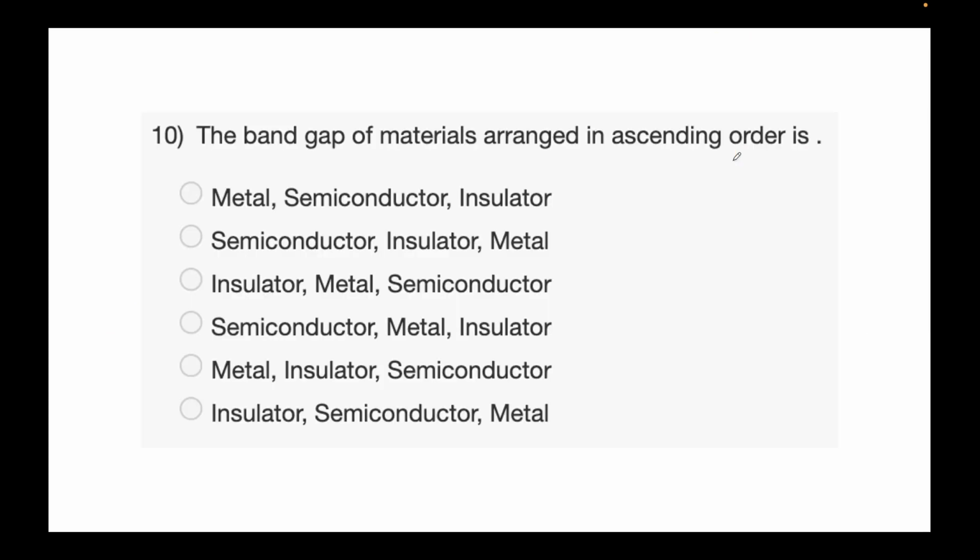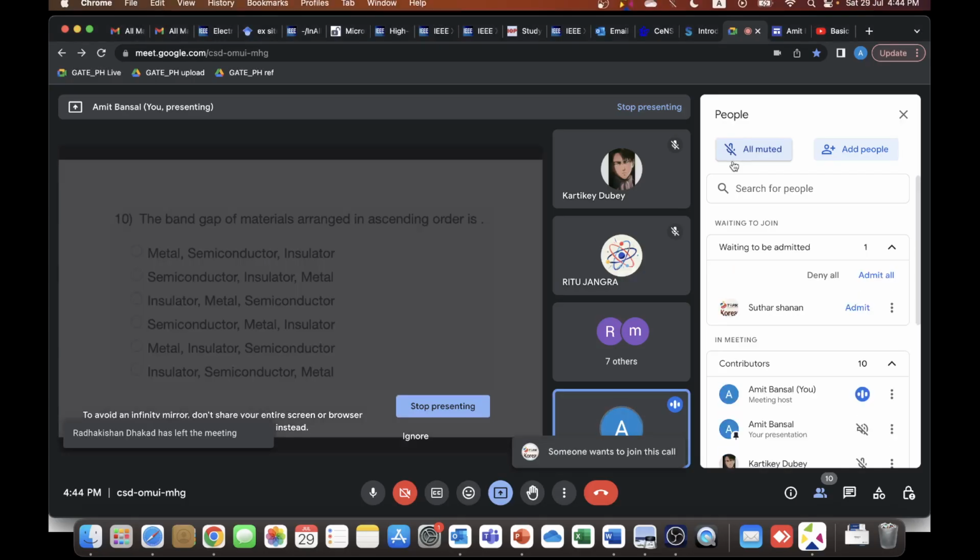So in this problem, I promised you in the start that we'll again get back to the bandgap thing. So we are back to bandgap. We will end this class where we started. The question is: the bandgap of materials arranged in ascending order is.